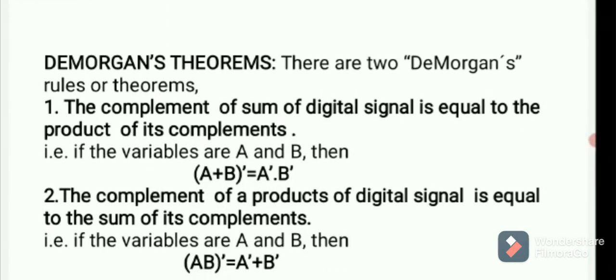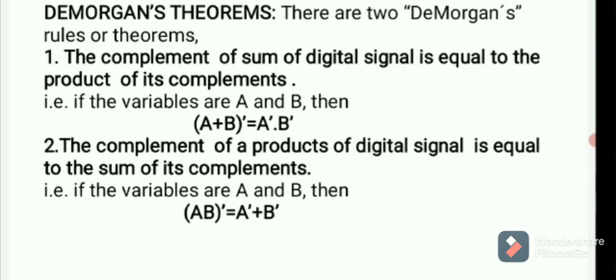Next, De Morgan's theorem. There are two De Morgan's theorems. First, the complement of the sum of digital signals is equal to the product of its complements. For two variables, suppose A and B, we can write (A or B) whole bar equal to A bar dot B bar. And the second De Morgan's law: the complement of a product of digital signals is equal to the sum of its complements. For the same two variables A and B, (A.B) whole bar equal to A bar or B bar.